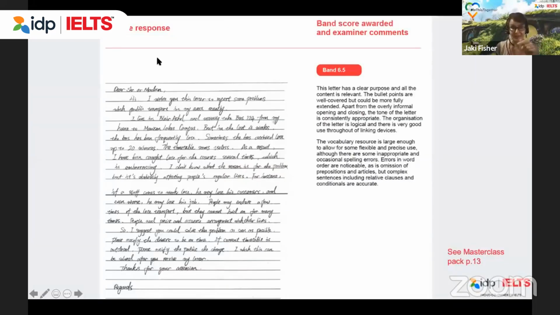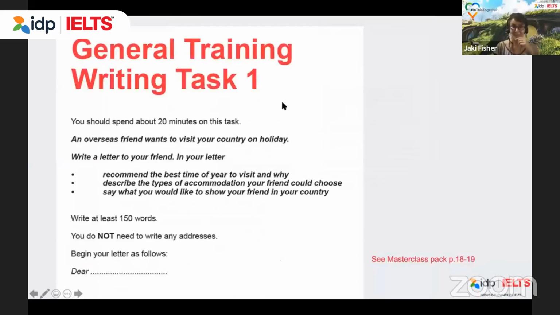Okay, so this is in your notes on page 13. This candidate got 6.5. So please have a look at that. I'm not going to go through it now, but you have a look at it. Read the examiner's comments. 6.5 is a good score. So the structure, the ideas are fine, but there are a few too many grammar mistakes, and that pulled it down to a 6.5. But maybe the person needed 6.5. So sometimes you get this kind of letter.